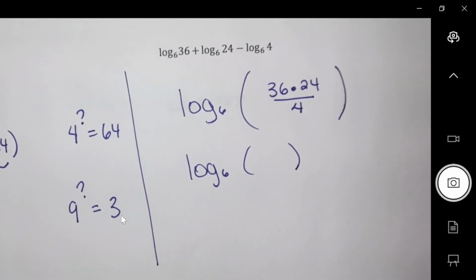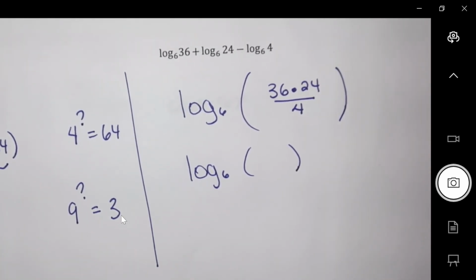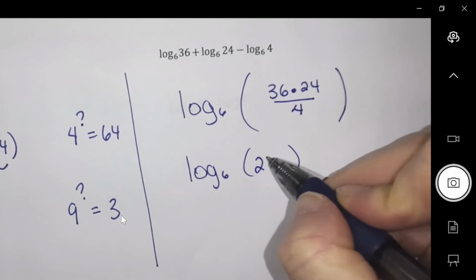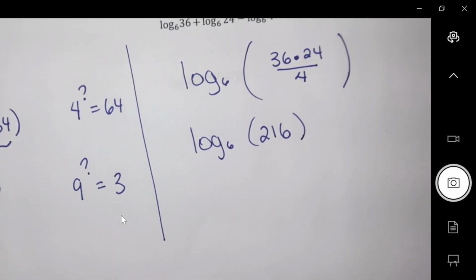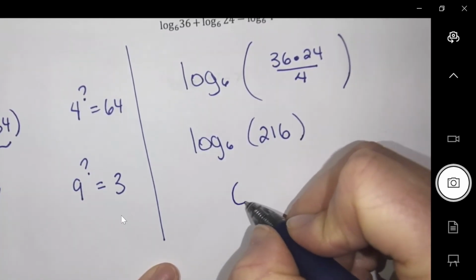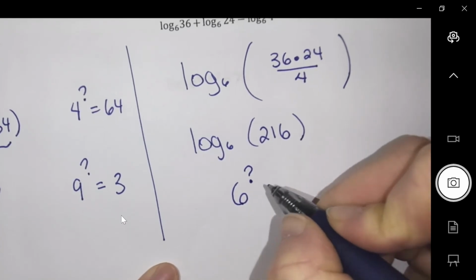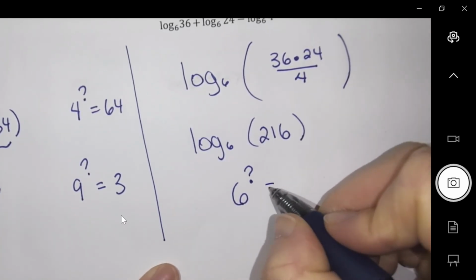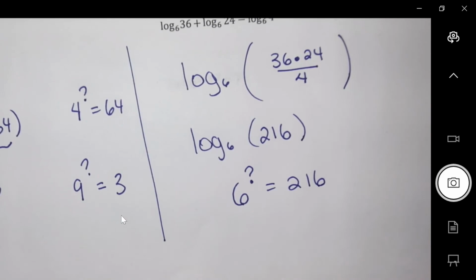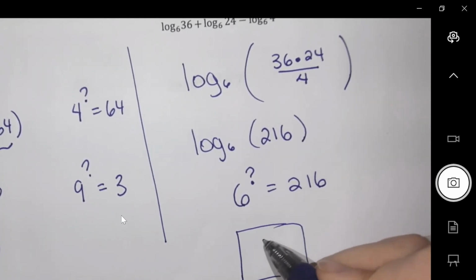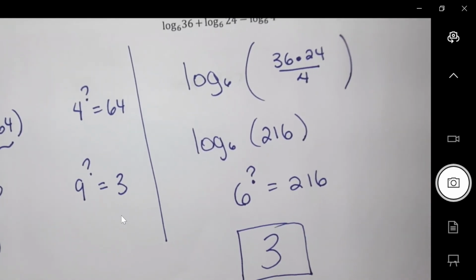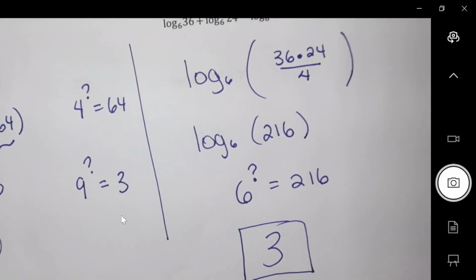Okay, what is 36 times 24 divided by 4? 216. So now I need to figure this out. So I'm going to go 6 to some exponent produces 216. That's what I'm thinking of. And then that exponent is 3.